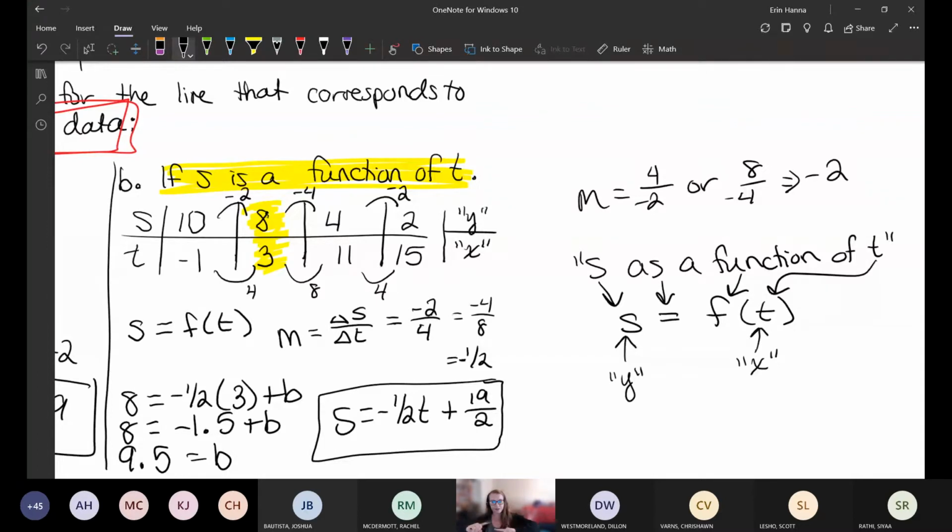So when we're finding the slope, we need to be really careful, because a slope here would need to be a change in S over change in t. So it needs to be the 2 over 4 or 4 over 8 with the negatives that I forgot to say, instead of the other way around. So if this was t as a function of S, then it would be a slope of -2.